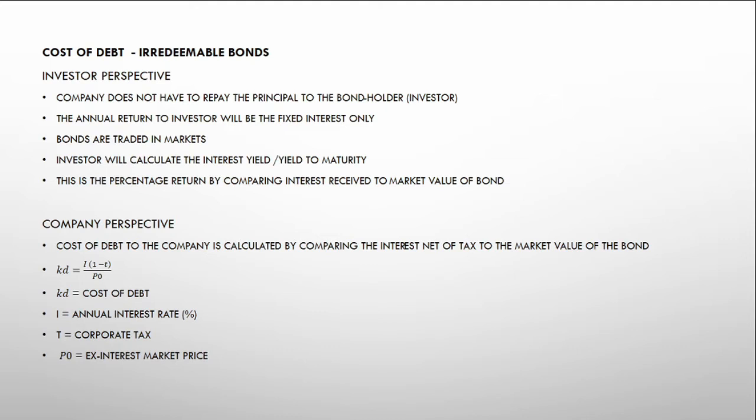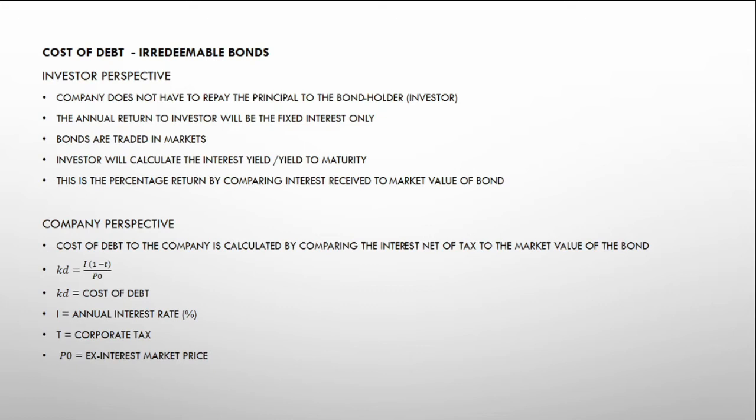If we look at an irredeemable bond from the company perspective, so if we want to determine the cost of debt on an irredeemable bond, remember when we looked at equity, we said the return to the investor was the dividend. And in a similar way here, the return to the bondholder will be the interest paid on the irredeemable bond. But we also need to take into account the fact that when the company pays this interest, it is going to receive a tax deduction for that interest, which is known as a tax shield. What is the net effect? We want to know what is the interest net of the tax relief to determine the cost of debt.